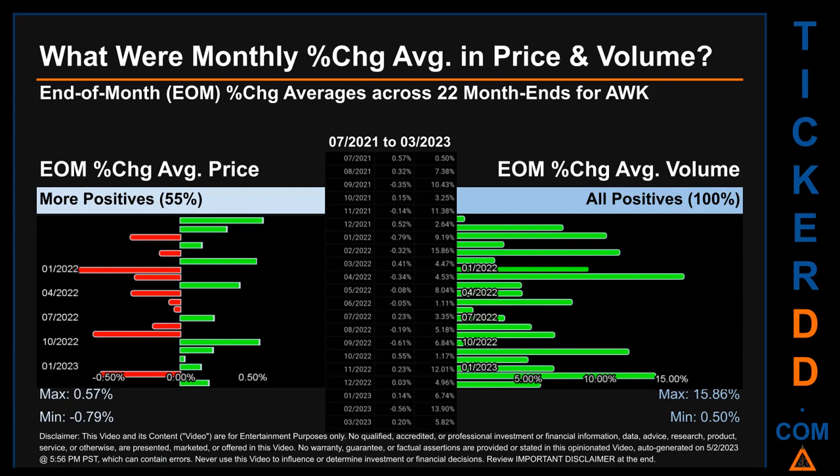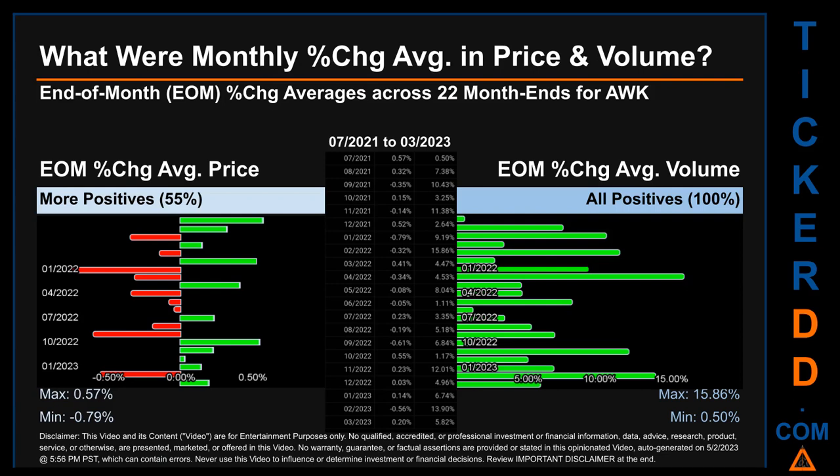What were end-of-month percentage change averages in price and volume for AWK? The monthly average of percentage change in price and in volume were calculated for each of the 22 month ends. That calculation took daily percentage changes and averaged them for each given month. If a month end came out negative, then it means that the month summarily saw a negative change.